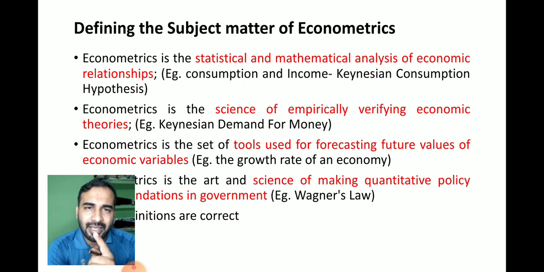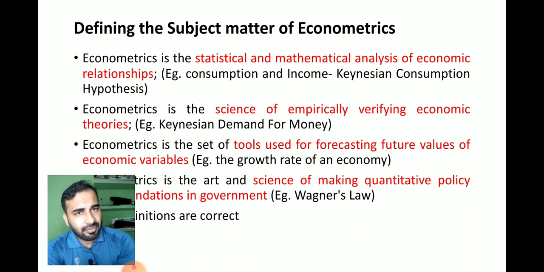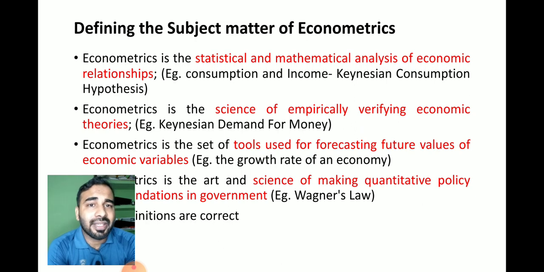Mathematical and statistical analysis of economic relationships. Look at the example, the Keynesian consumption function. This is a relationship between consumption and income. Keynes said that whenever the income increases, consumption will also increase, but less than proportionally to income. Due to this fact, whenever the income increases, APC will go down and MPC will always lie between 0 and 1. This is the basic idea that Keynes has given.